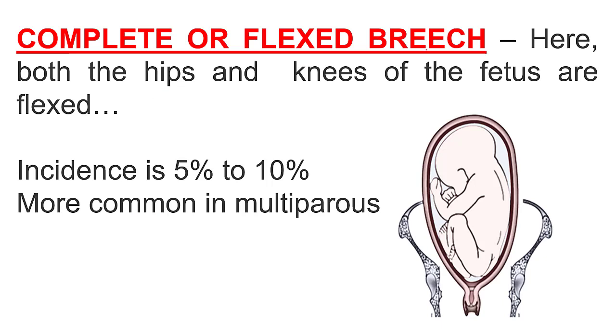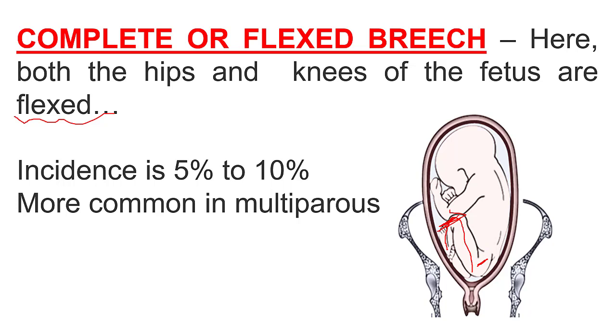In complete or flexed breech, both the hips and knees of the fetus are flexed. So remember this thing. In this breech, there is a complete flexion. So you can see here, there is a flexion of hip due to which thigh moves forward, and there is a flexion of knee, right? Due to which leg is flexed. So thigh is flexed, leg is flexed, or we can say that hip is flexed and knee is flexed.